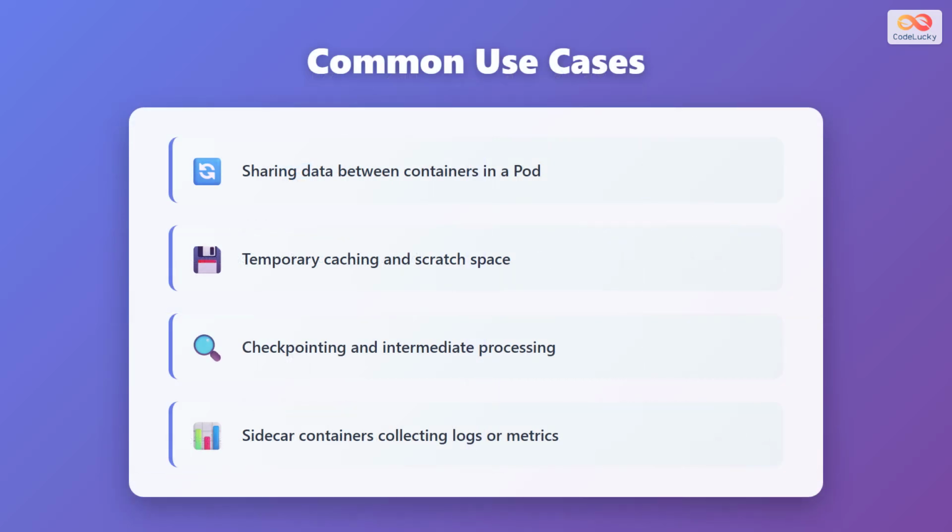EmptyDir volumes are ideal for several scenarios. They're perfect for sharing data between multiple containers running in the same pod. You can use them for temporary caching and scratch space, where you need fast, temporary storage for intermediate results. They work well for checkpointing long-running computations, allowing recovery from crashes without losing progress. Another common use case is with sidecar containers, where one container collects logs or metrics while another container processes or exports that data.